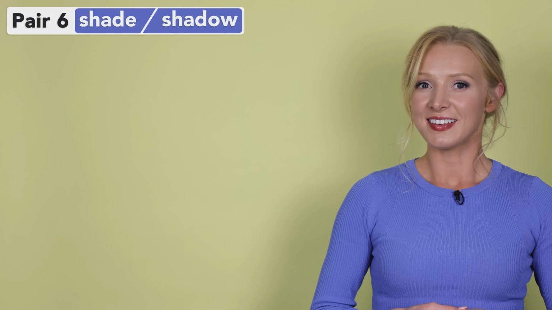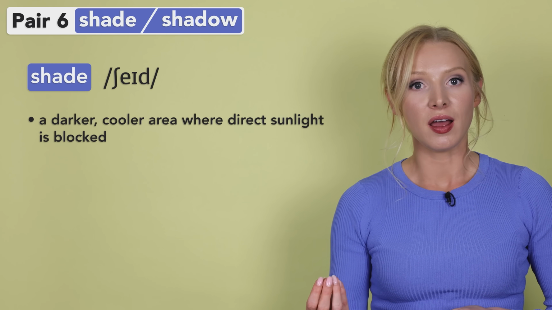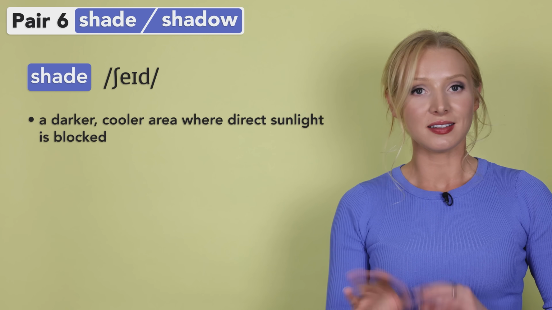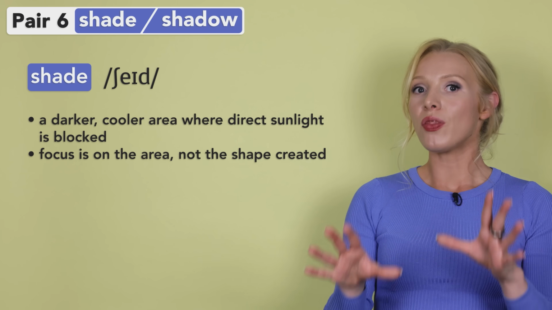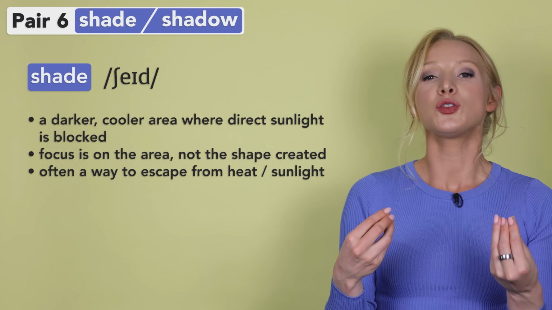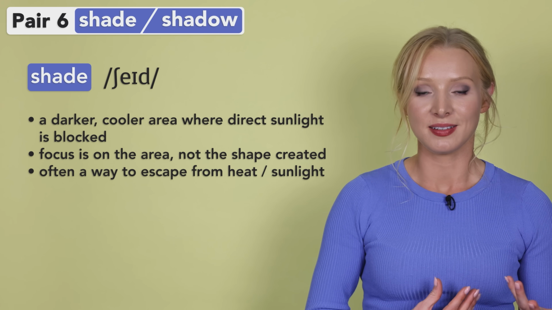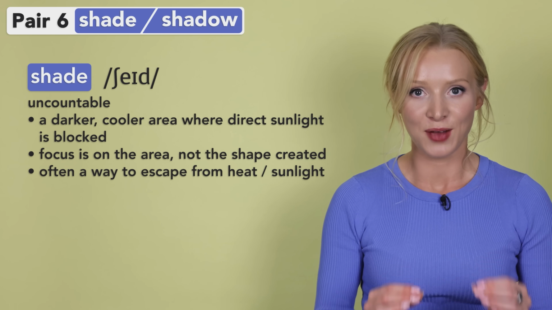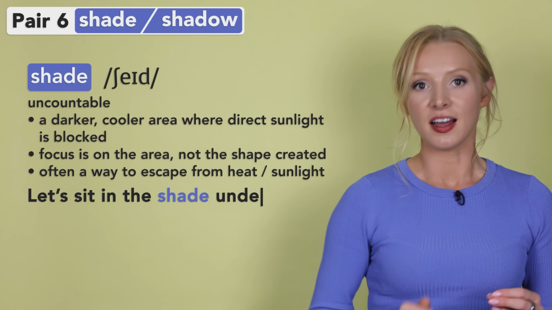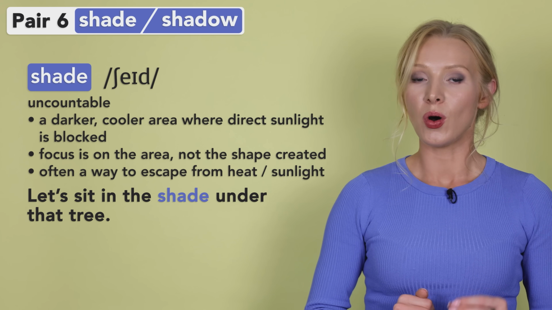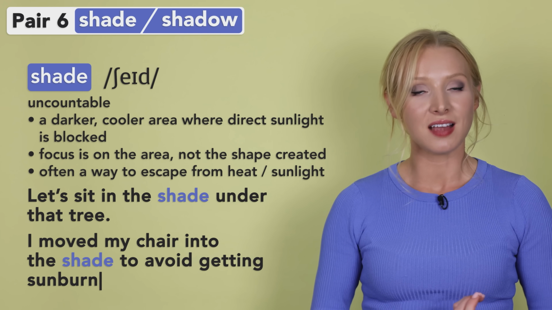Quite tricky. Shade is a darker, cooler area where direct sunlight is blocked. The focus is on the area, not the shape created, and we often talk about shade as a way to escape the heat or sunlight. Shade is uncountable. Some examples? Let's sit in the shade under that tree. Or, I moved my chair into the shade to avoid getting sunburnt.